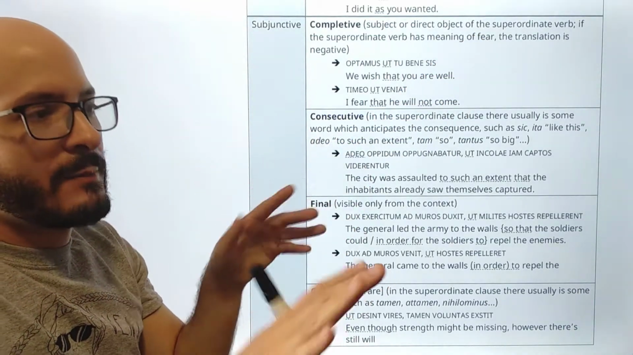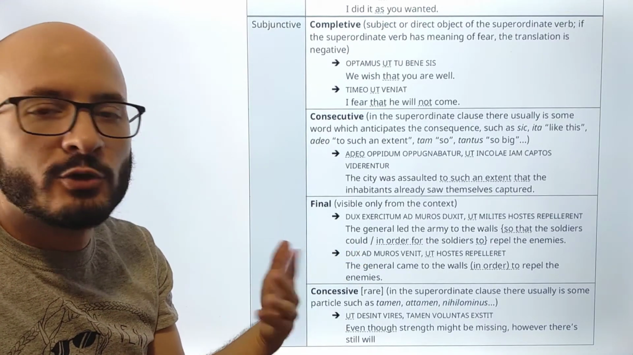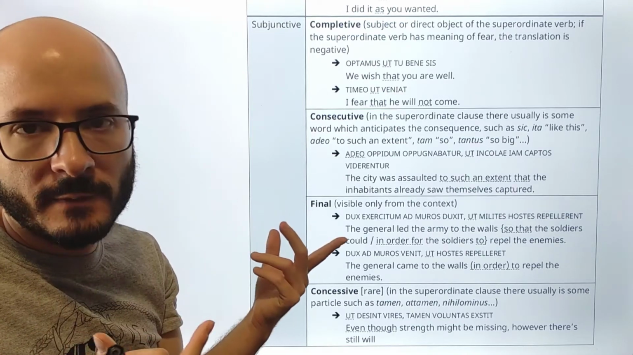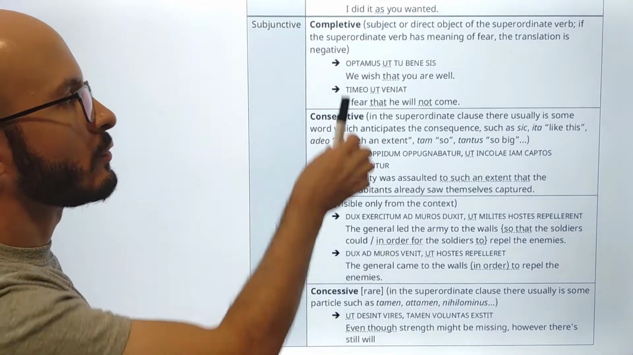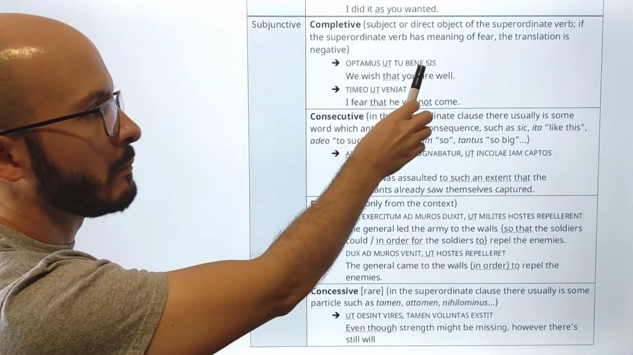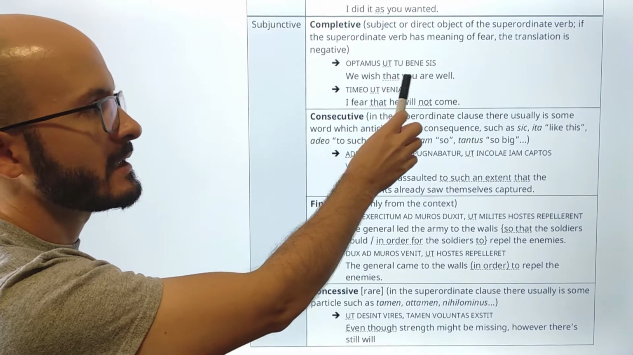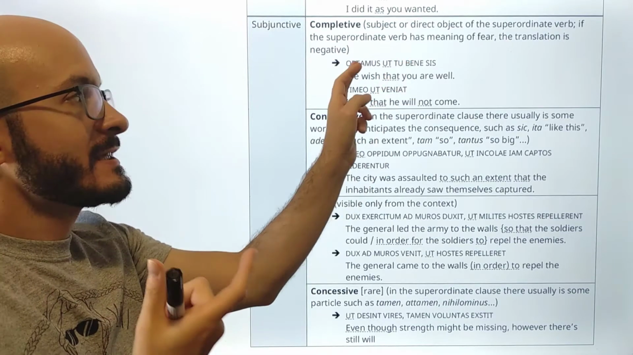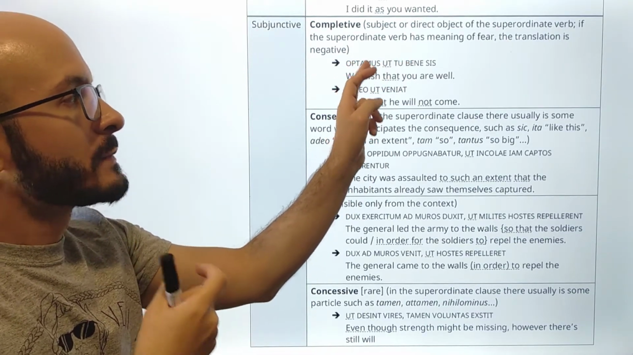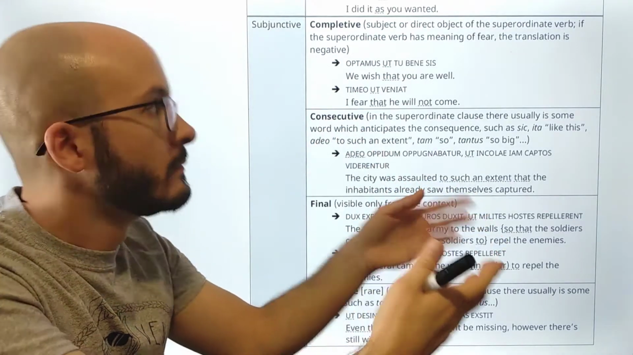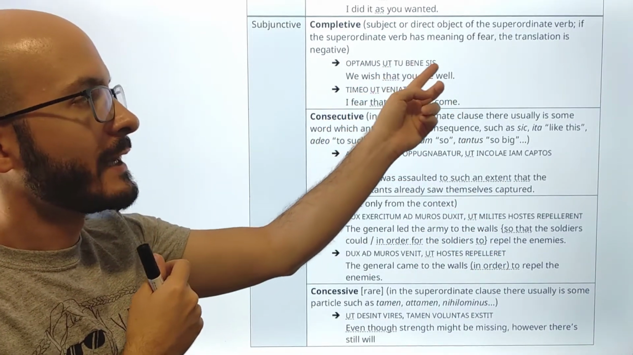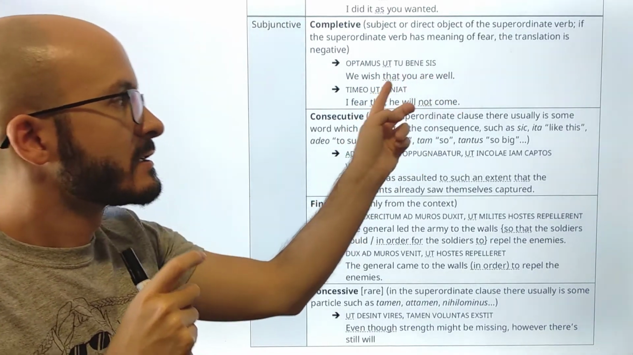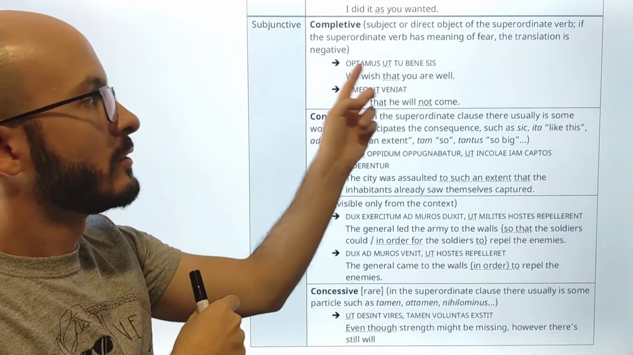Okay, so at first, most sentences don't have anything to do with fear, okay? So let's go first with the generic, the most frequent use, meaning. So for example, we say, optamus ut tu bene sis. We wish that you are well. So this is a completive clause because it completes the main verb. So, optamus, we wish. What do you wish? That you are well. Ut tu bene sis. What do we wish? This. So that's the direct object of the main clause.